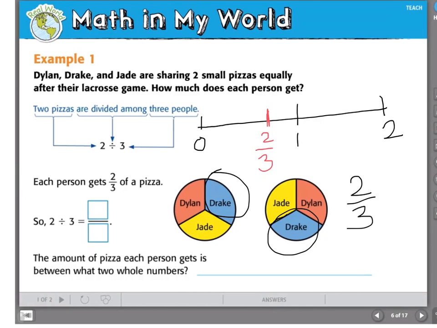2/3. Drake ate less than a whole pizza. He ate more than no pizza, but less than a whole pizza. So the amount of pizza that Drake ate is between what two whole numbers? Between 0 and 1 is where you will find the fraction 2/3. So I'm going to write 0 and 1 as my answer.